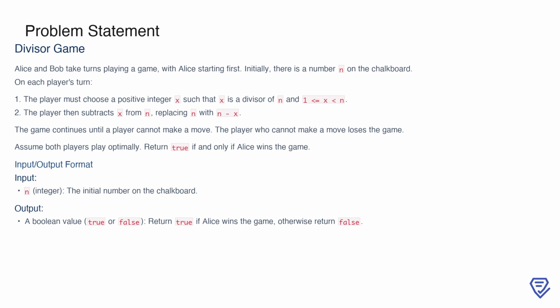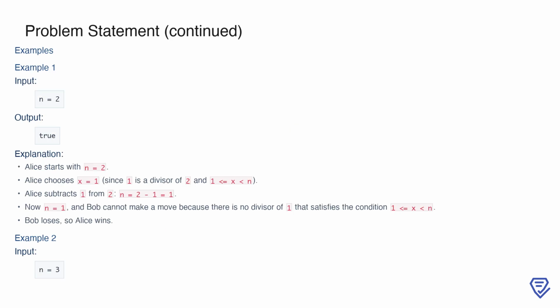Importantly, both players are assumed to play optimally, meaning they will make the best possible moves to maximize their chances of winning. The goal is to determine whether Alice will win the game, and the output will be true if Alice wins, or false if she loses. Let's go through an example to better understand how the game works.